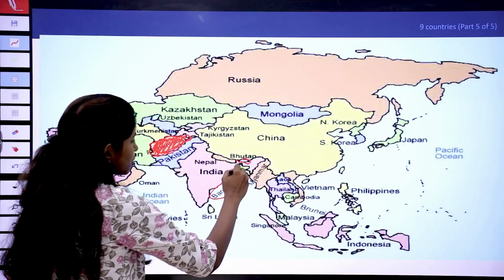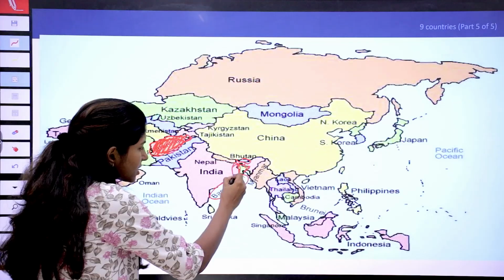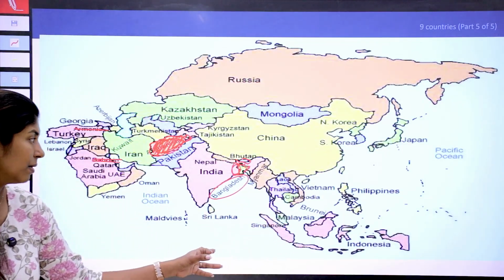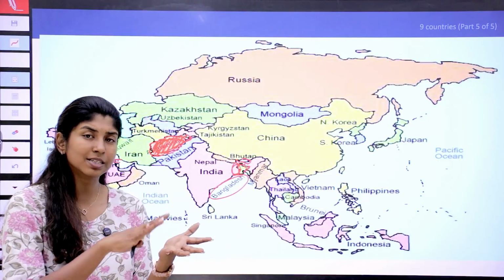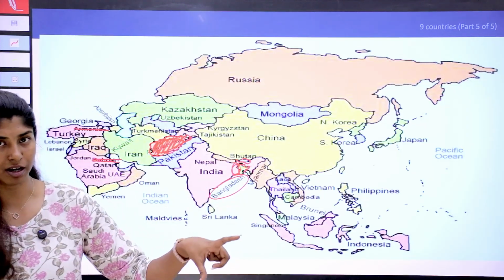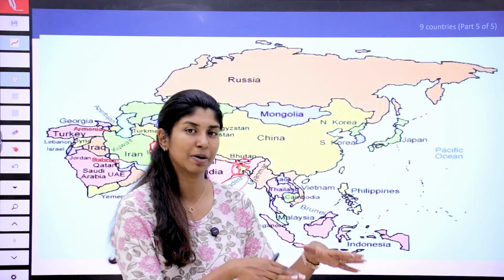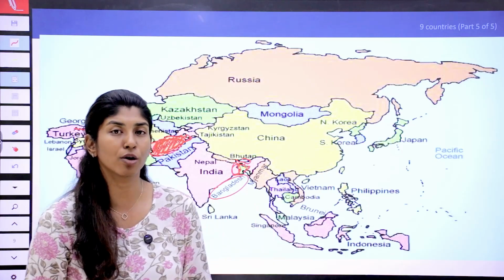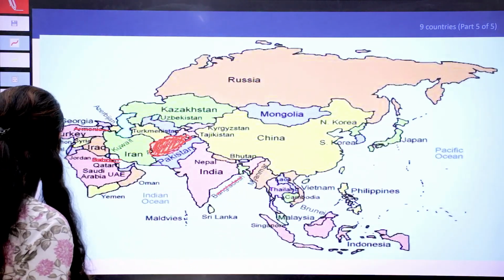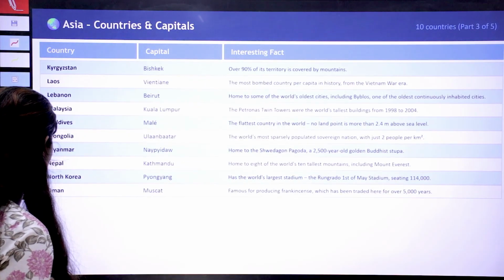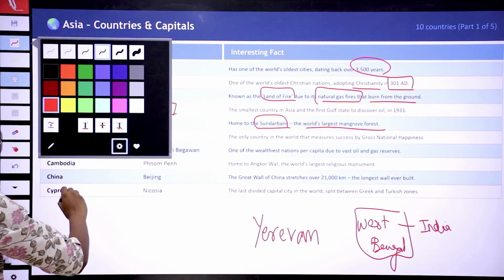Now, when it comes to Bangladesh, you can see it is very closely aligned with the place in India that is West Bengal. This just means that the Sundarbans is spread across West Bengal and Bangladesh, but the major part of the Sundarbans, or mangrove forest, is present in Bangladesh, and that is why it is called the home of the Sundarbans. So now we are done with Bangladesh. What is the capital that we saw now? Dhaka is the capital of Bangladesh.